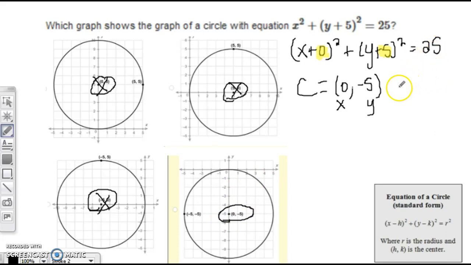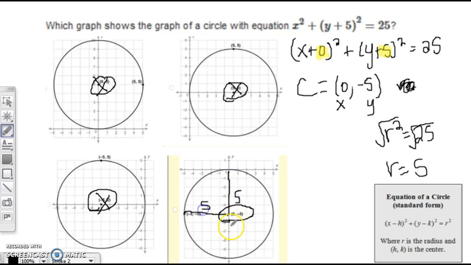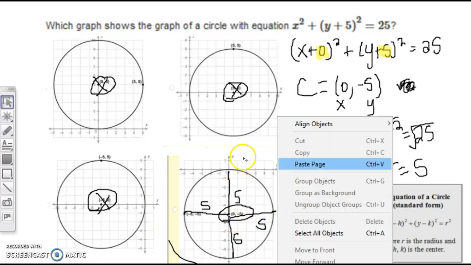But I also want to just point out that the radius, it usually equals the radius squared. So 25 equals the radius squared. So to solve for radius, you would just square root each side. So the radius would equal 5. And so from the center, you just want to check to make sure that they go 5 in each direction, which they do. So this is your correct circle.